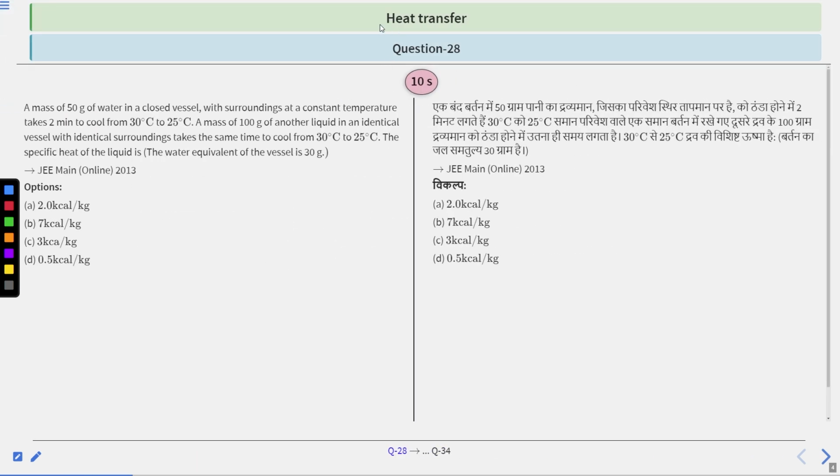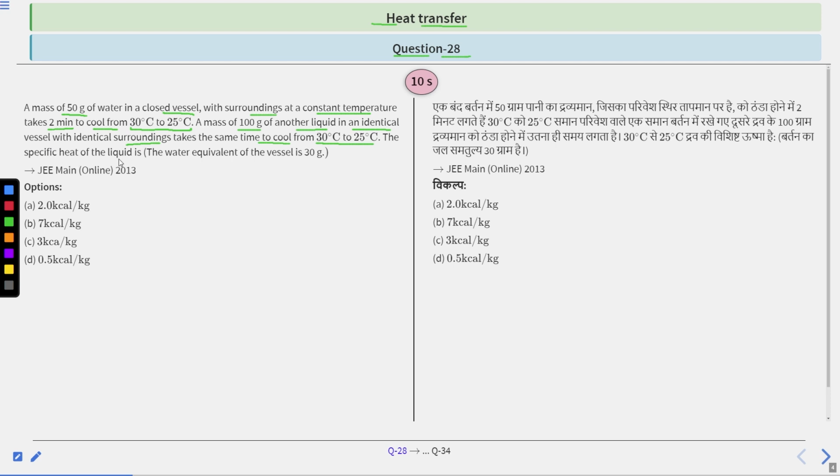So, topic is heat transfer. Question 28. A mass of 50 gram of water in a closed vessel with surroundings at a constant temperature takes 2 minutes to cool from 30 degrees Celsius to 25 degrees Celsius. So this is the range of cooling. A mass of 100 gram of another liquid in an identical vessel with identical surroundings takes the same time to cool from 30 degrees Celsius to 25 degrees Celsius.